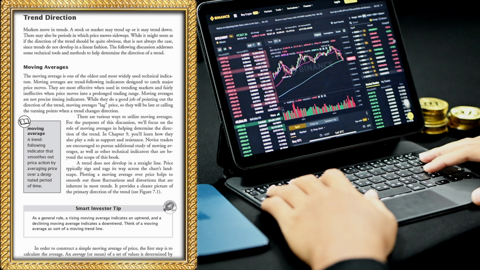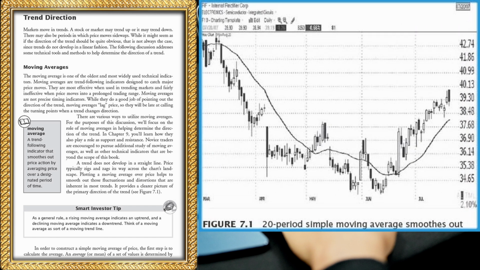A trend does not develop in a straight line. Price typically zigs and zags its way across the chart's landscape. Plotting a moving average over price helps to smooth out those fluctuations and distortions that are inherent in most trends. It provides a clearer picture of the primary direction of the trend. See Figure 7.1.